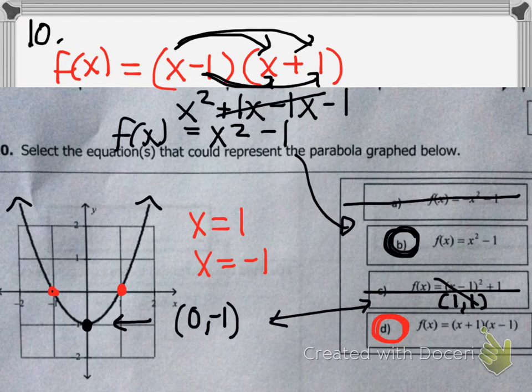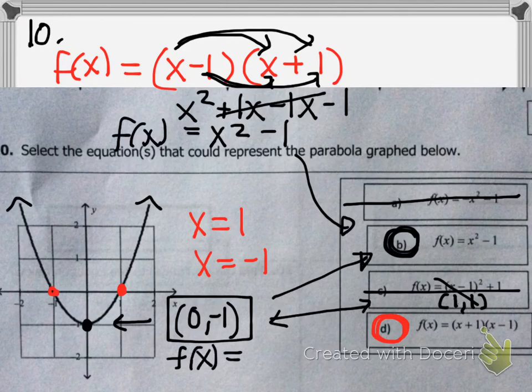You could have used the vertex here and decided that it was part B, because if you rewrite this in vertex form, you would have f of x equals, I would have (x plus 0) squared, because the x-coordinate is 0, and then the y-coordinate is minus 1. Well, if you have (x plus 0) squared, that's just x squared minus 1. So again, you get part B as your answer as well.